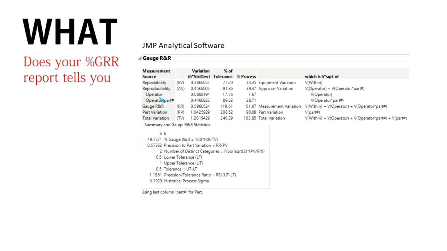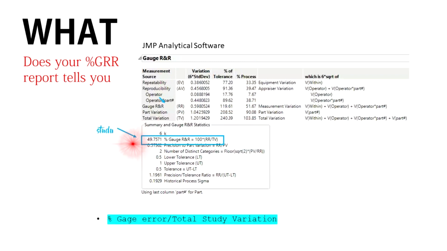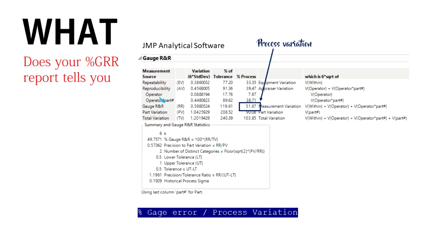In JMP, the report is a bit more detailed. Percent of tolerance is here, 119.61%. The percentage of gauge error is in this cell, 49.757%. But what is the percent process meant? 51.67%? This is obtained by dividing the gauge error over historical process variation: 0.598 divided by 6 times historical process sigma. Why times 6? Please note that the 0.598 is the total gauge error times 6.